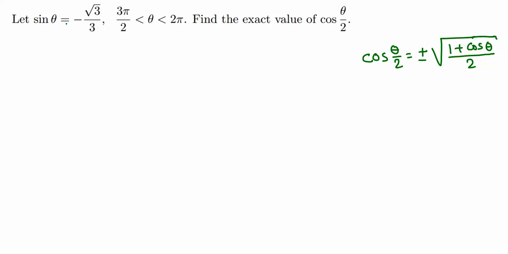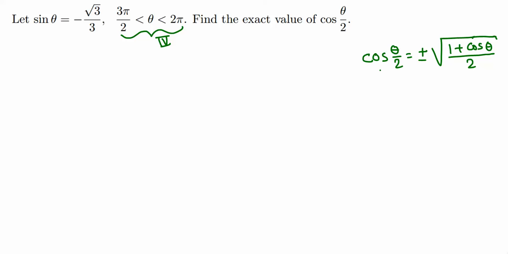Let sine theta be negative root 3 over 3, and theta is in between 3 pi over 2, that's 270 degrees, and 2 pi, 360. That means theta is in the fourth quadrant. Okay, bigger than 270, less than 360.